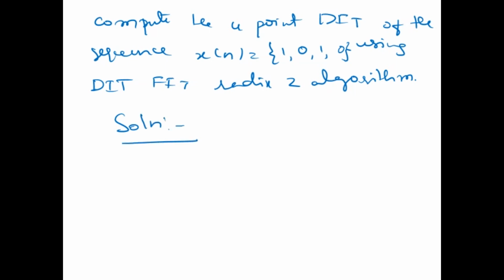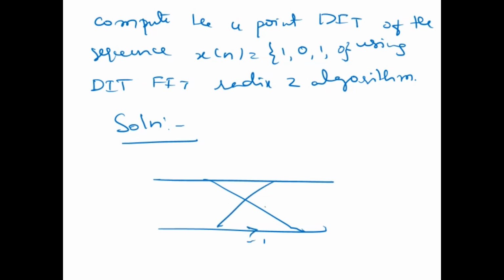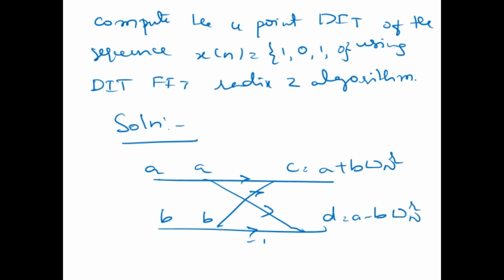We know the butterfly diagram for radix 2 DIT FFT algorithm. C is equal to A plus B into omega n of R. D is equal to A minus B into omega n of R. This should be multiplied by omega n of R. Next, we'll compute the output for the given problem.